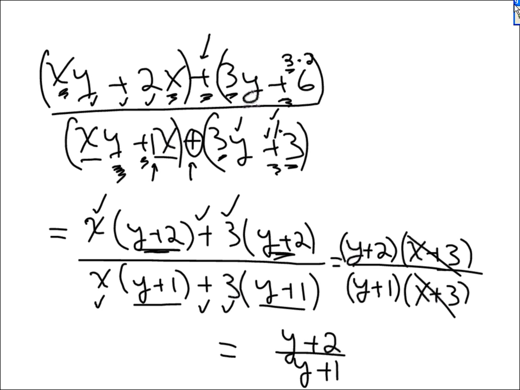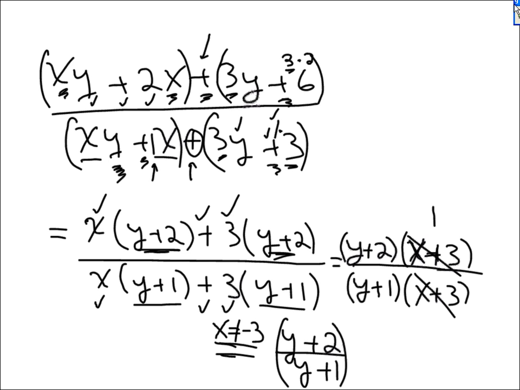But remember, we're crossing that out as if it's 1. But it's not always 1. 0 over 0 is not 1. X plus 3 is 0 when x is negative 3. So we get y plus 2 over y plus 1 so long as x is not negative 3.